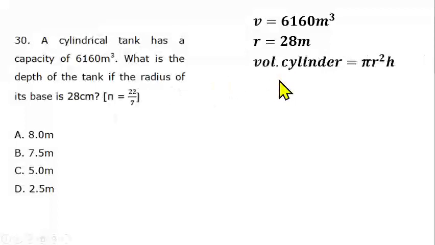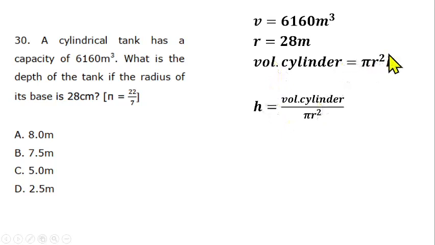So what's the formula of finding volume of a cylinder? That's pi r squared h. So from there we are looking for the radius, I think. Yeah, no, what is the depth? Okay, we are looking for the height of the tank.